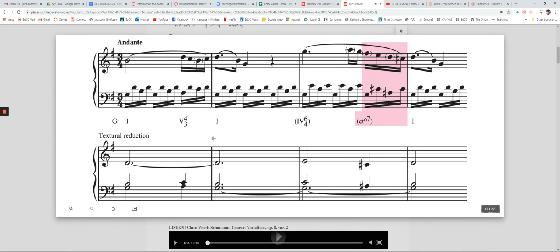Woo, we got to hear one of these. Listen to this. Example 24-21.